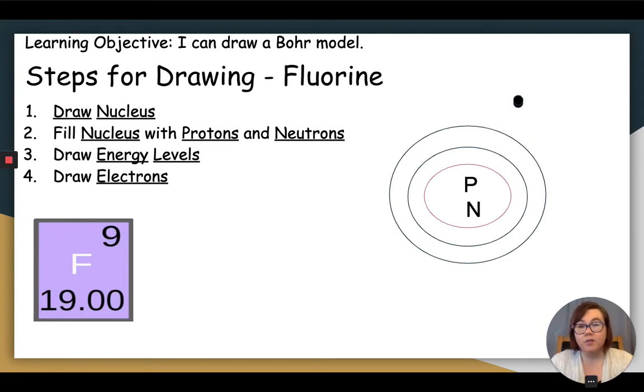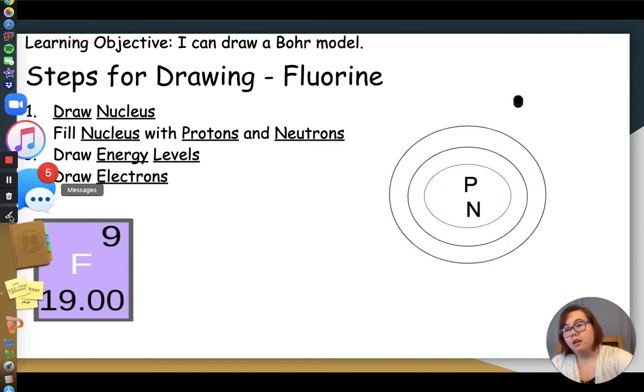In this case, the first thing you would have to do is draw our nucleus, that center area where you're labeling protons and neutrons. On the assignments, I give you the nucleus and the ring, so you don't actually have to draw it yourself. But that would be our first step. And then we need to fill in our nucleus with protons and neutrons.